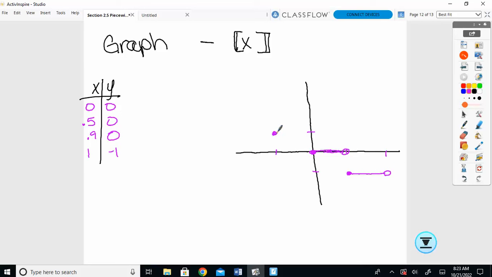And if you just want to keep the pattern, closed on the left, open on the right. There's 3 steps, and I put my dot, dot, dot, so it keeps going.